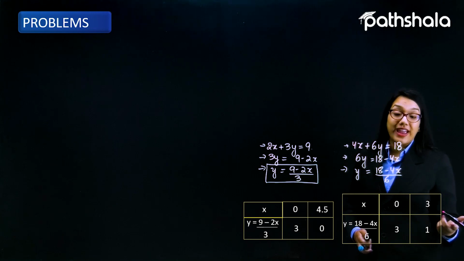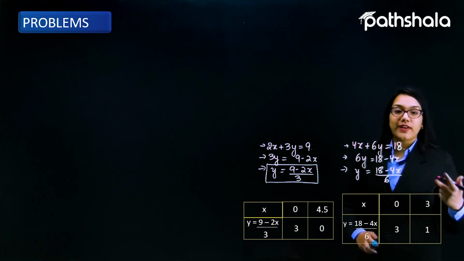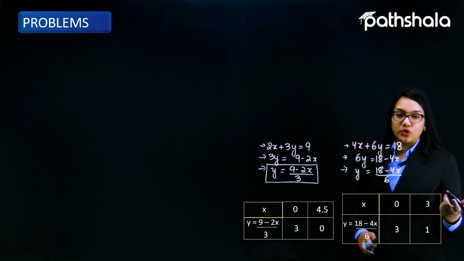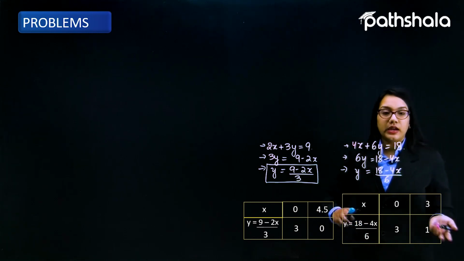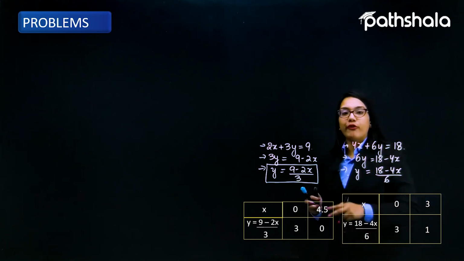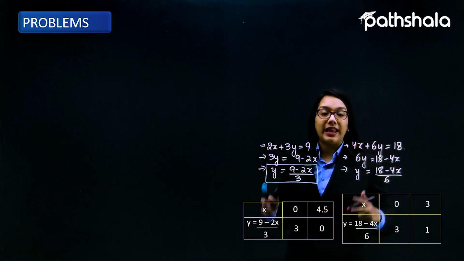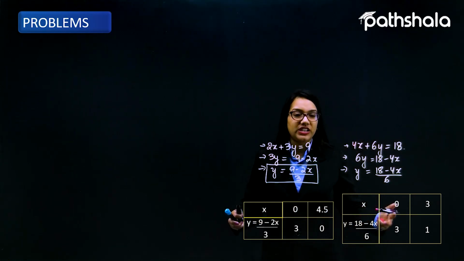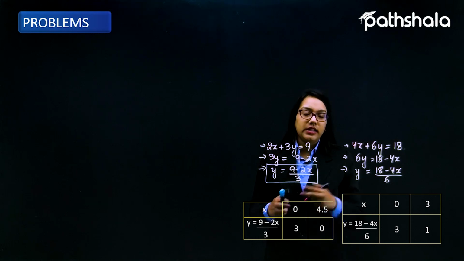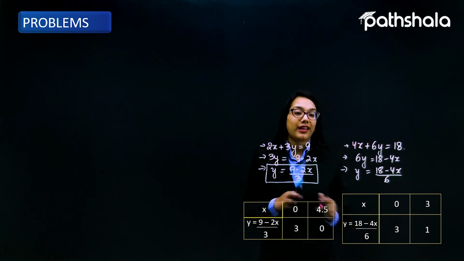You can take y as 0, and then you will get the value of x for y is equal to 0. You can take any values, like I have said before, any values of x and y other than the ones that I have taken here.